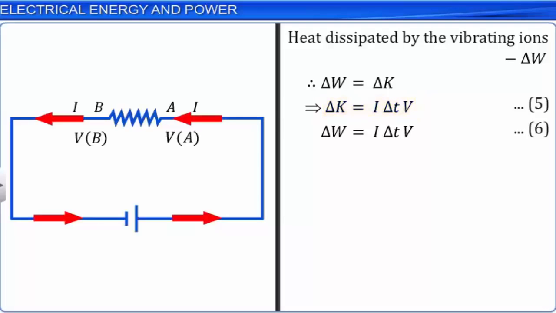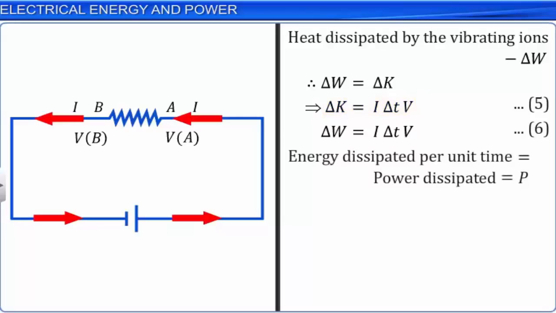The energy dissipated per unit time is termed as the power dissipated and is represented by P. Therefore, we can write P is equal to delta W by delta T. Substituting the value of delta W from equation 6 in the above equation, we get P is equal to I delta TV by delta T. On further simplifying, we get P is equal to IV. Let this be equation 7.